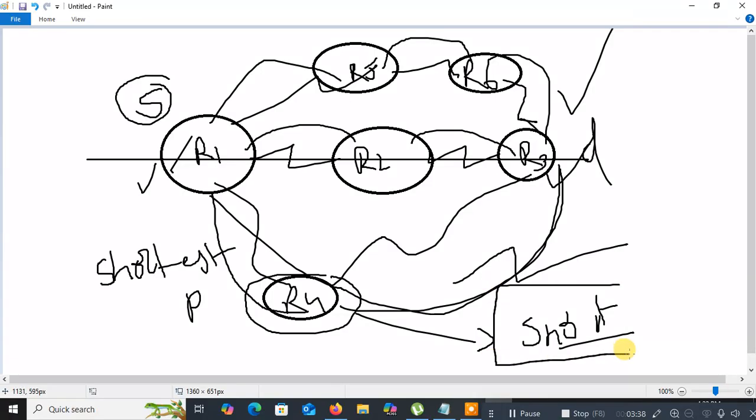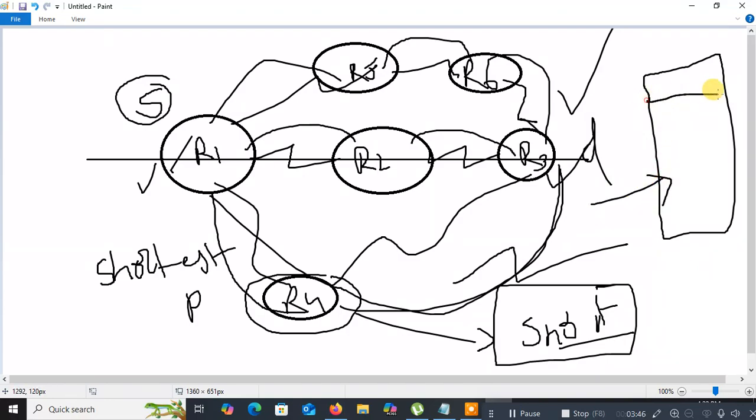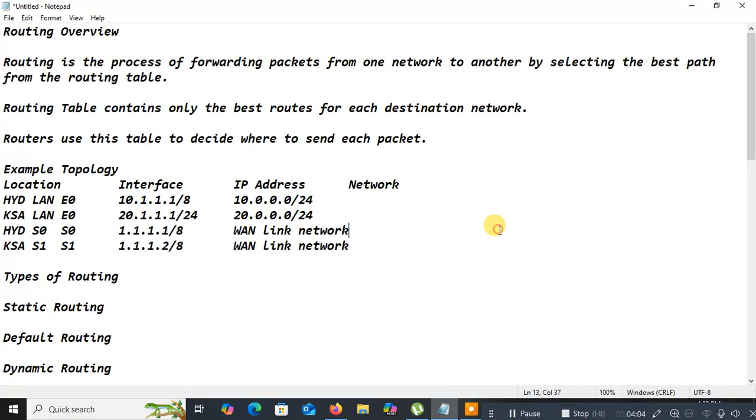Then how does it choose the shortest path? A router has a routing table. By running the routing protocols, it will create the routing table. This routing table contains all the paths of the router. Among these, it chooses the one with the least distance to reach the destination. That is known as routing.